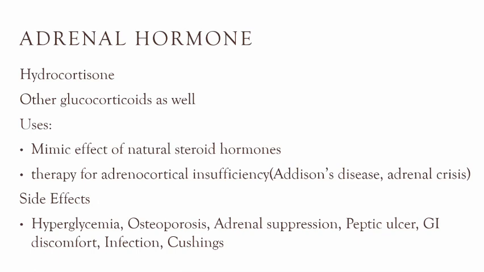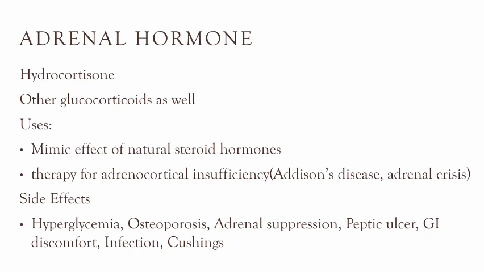If the dose is too high, you can get high blood sugar, osteoporosis, adrenal suppression, peptic ulcers, and bleeding, which leads to GI discomfort. When taking adrenal hormones like corticosteroids, we also have a high risk of infection, so we want to monitor the CBC and glucose at all times. We also have the risk of putting them into Cushing's disease, which is an endocrine disorder caused by prolonged exposure to high levels of the hormone cortisol.